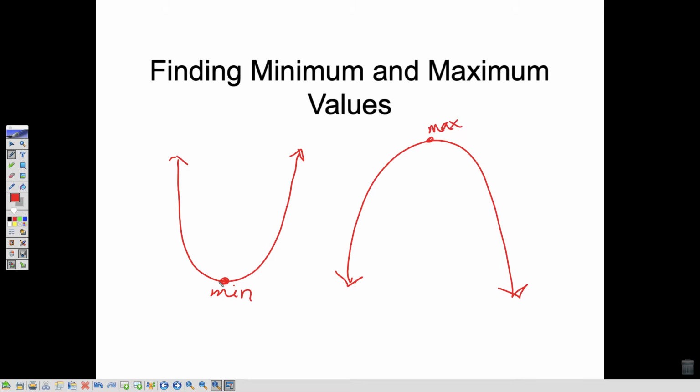These happen at what? The vertex. And the vertex is that H, K. And the H is the axis of symmetry. So if I can find this H, I can find the minimum X value, and I just find Y by plugging in the X. And I can find the H value of the vertex, and then I can find the axis of symmetry. I can find all this stuff. So you need to know how to do that.